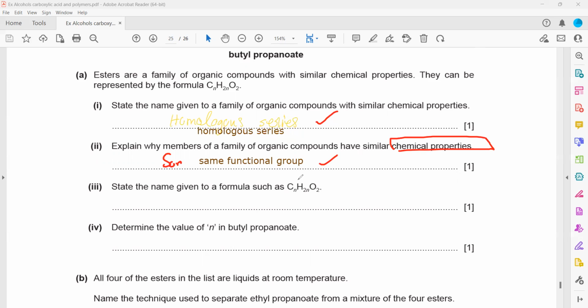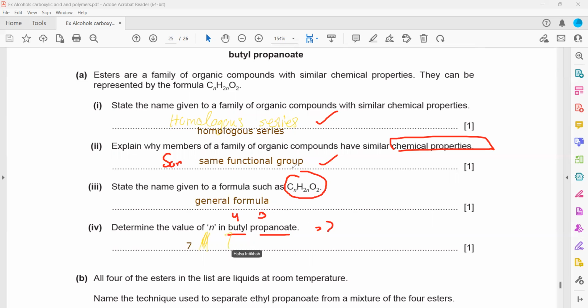State the name given to a formula such as CnH2n. General formula. Good. That's called a general formula, like for alkane CnH2n+2, alkene CnH2n, alcohol CnH2n+1OH. Determine the value of n for butyl propanoate. But means 4 carbons, and prop means 3. So it will be 7.